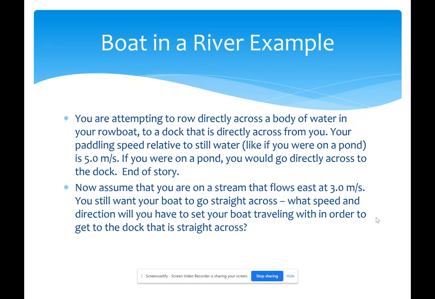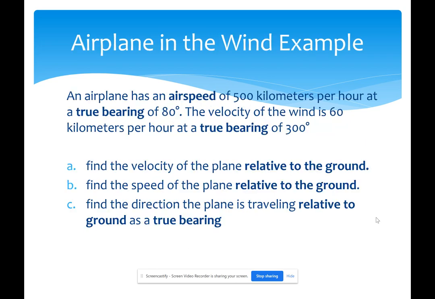So now we're going to work two examples, but we're going to do that in a separate video. One of them is a boat in the river example, and one of them is an airplane in the wind example.